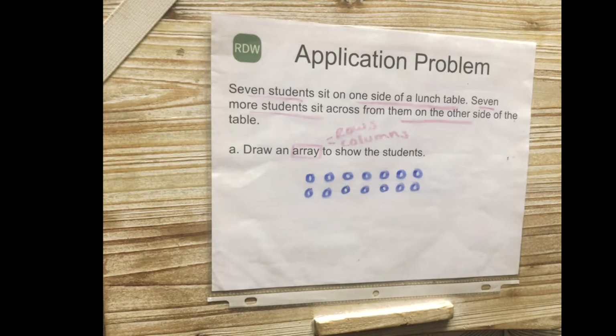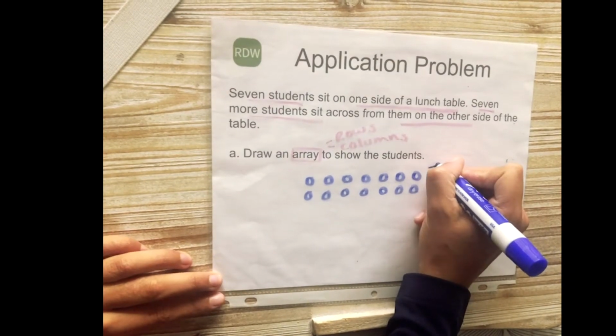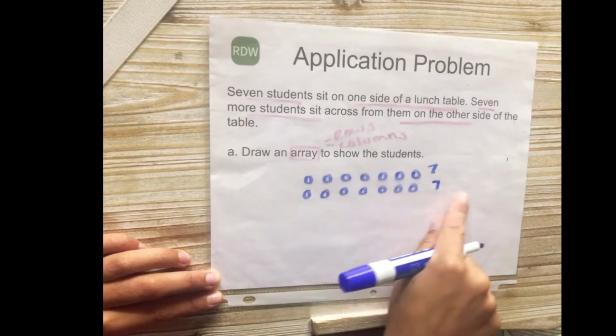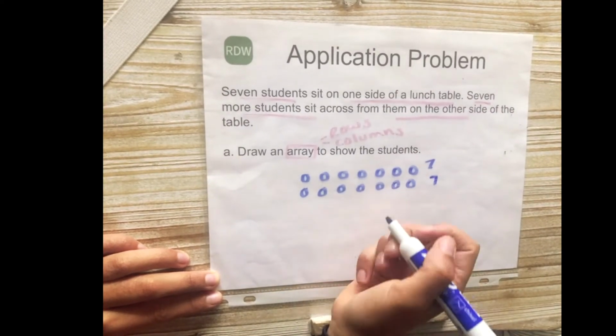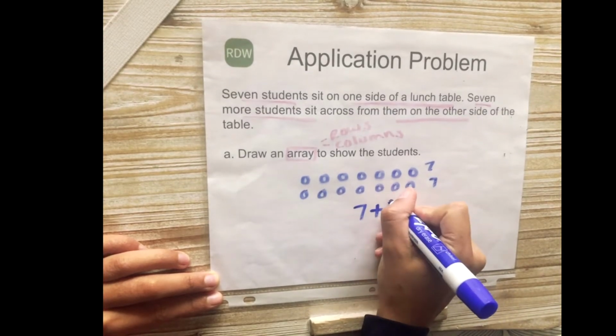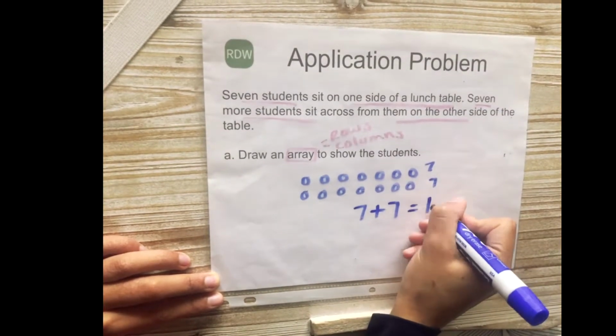How can I write an equation to represent the number of students? Well, I know that there were 7 students at the lunch table first, and then I know 7 more joined them. So I can use this to write my equation. I can say 7 plus 7 equals 14.